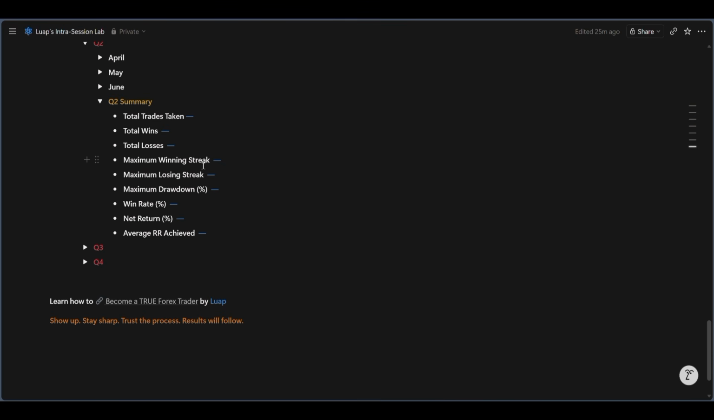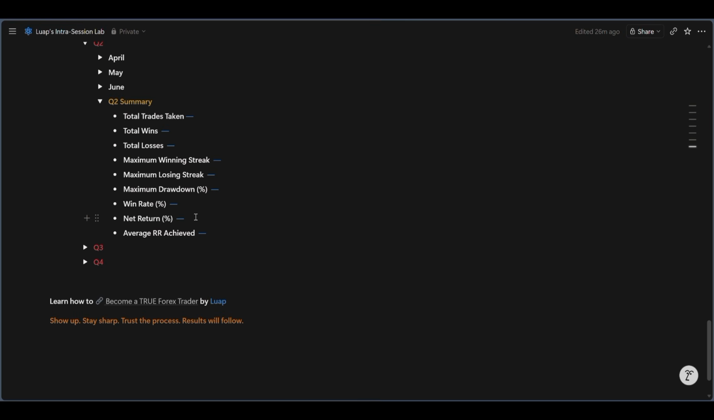You record the maximum winning streak. If you had 10 wins in a row, 5 wins in a row, 7 wins in a row, you record that. Maximum losing streak as well, the same. Did you have 3 losses in a row? Did you have 5 losses in a row, or 2 losses in a row? You record that as the maximum losing streak. Then the maximum drawdown, depending on your maximum losing streak and your risk per trade, you record it there. And as well the win rate of your trading strategy, and the net return for the quarter, how much return did you get?